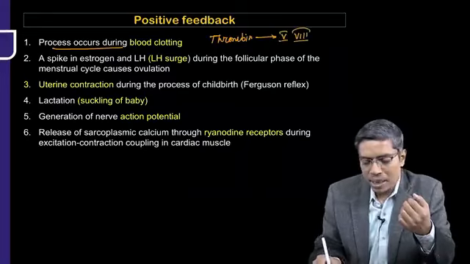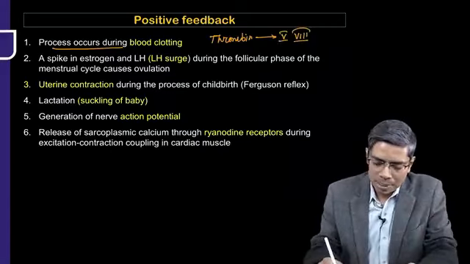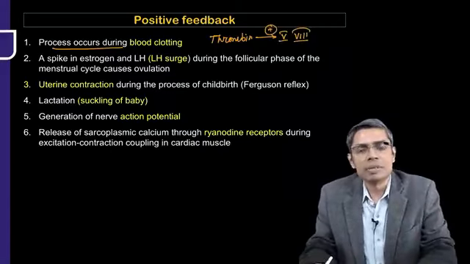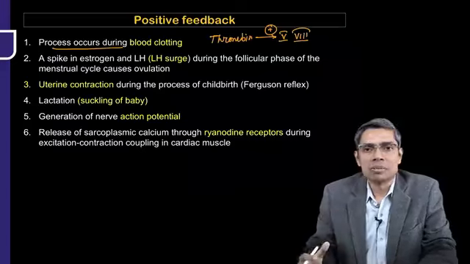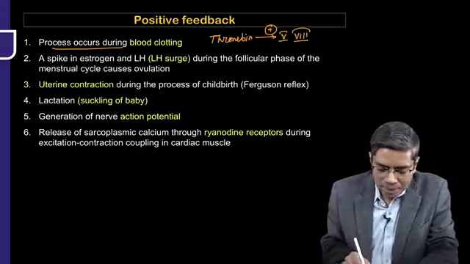factor number 8, and many other factors. This is a typical example of a positive feedback control system, because of which clot formation becomes very easy. Second, the LH surge.